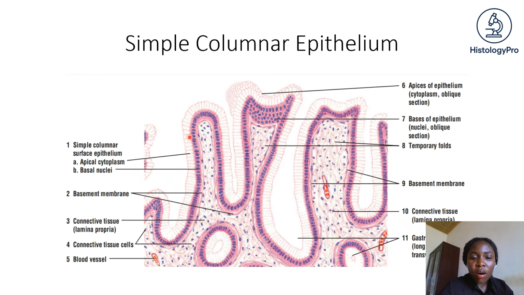Now, to identify simple columnar epithelium in your slides, look at the shape of the cell. We can see here that the length is more than its width, or it is taller than it is wide. So this is a columnar shape, and the cells are closely packed together in a single layer. It is not stratified, it is what we call simple. Hence it is called simple columnar epithelium.